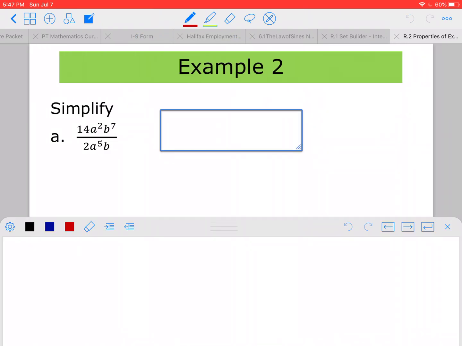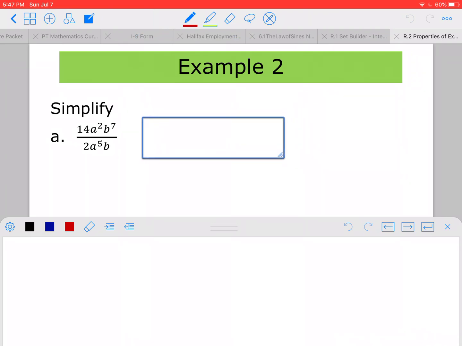Okay, so let's look at one that's a little bit bigger. So here we've got 14a squared b to the 7th over 2a to the 5th b. Okay, first of all, you're going to take your numbers, and you're actually going to perform the operation. In this case, we've got 14 divided by 2, and that's just 7. So a 7 stays on the top.